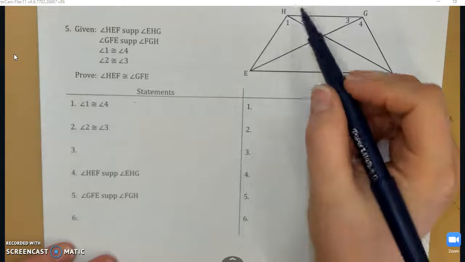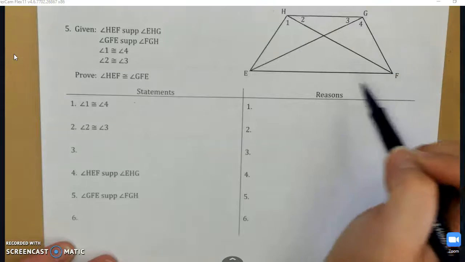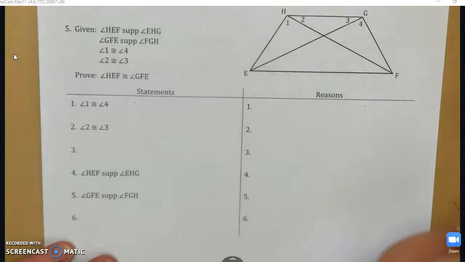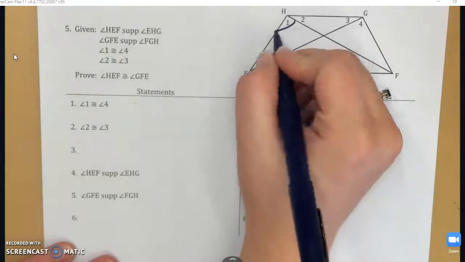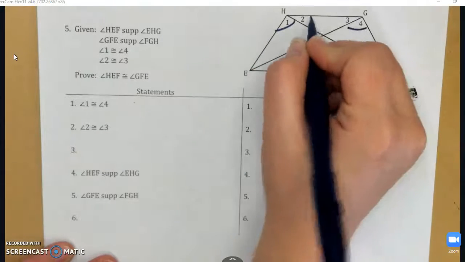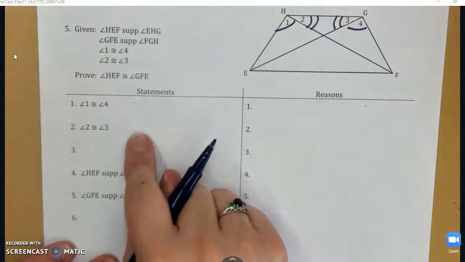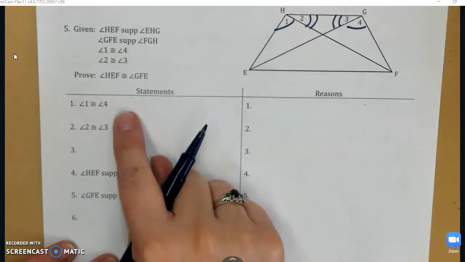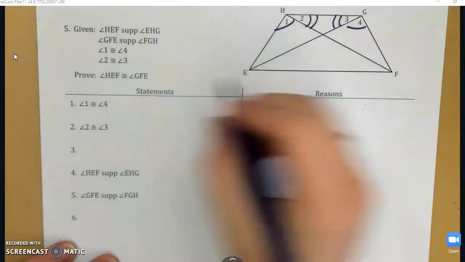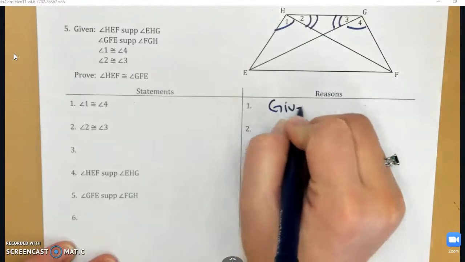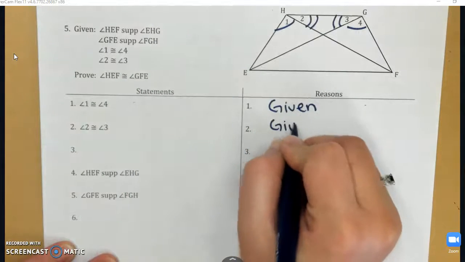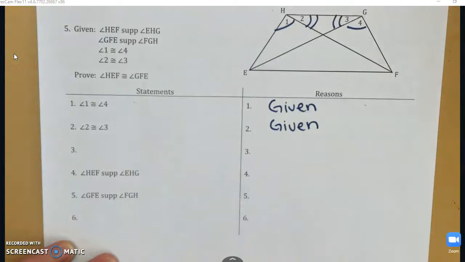And starting off, angle HEF is supplementary to angle EHG, and angle GFE is supplementary to angle FGH, and then I've got angle 1 is congruent to angle 4, and angle 2 is congruent to angle 3. So the first thing it lists on my statements is that I have these 2 sets of congruent angles, and I know this because it's part of my given information. So the reason for number 1 and number 2 are both going to be given.